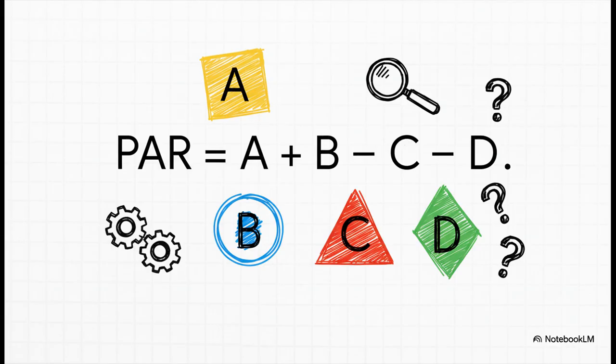And here it is. This is the formula you need to burn into your memory. PAR equals A plus B minus C minus D. Now, on the surface, it looks pretty harmless, right? Just 4 letters. But the devil, as they say, is in the details. The whole game here is knowing exactly what goes into A, B, C, and D. So let's unpack each of these variables one by one.